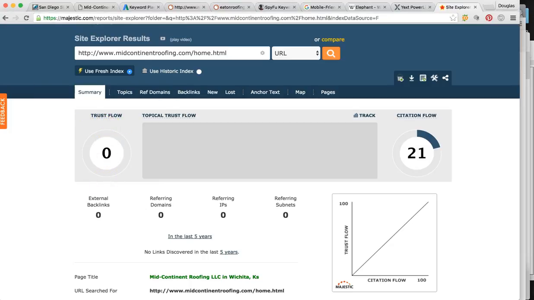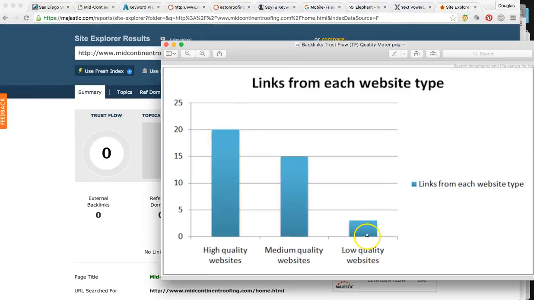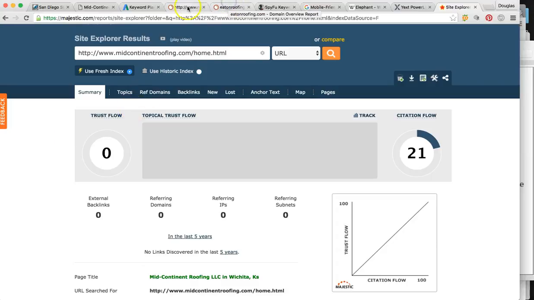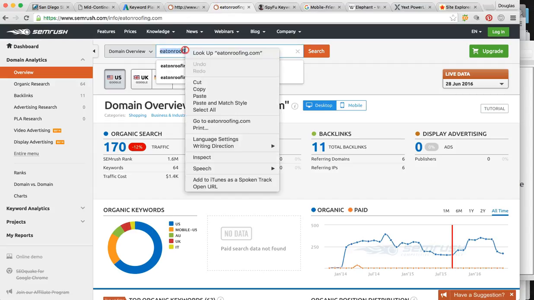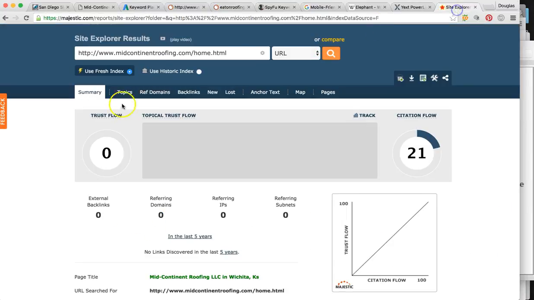So your trust flow is zero. I'm going to show you this chart. Zero obviously is going to be down here. We want to be above 20 on the trust flow. So let me show you your top competitor. I'll just copy and paste the URL from here. Eaton Roofing.